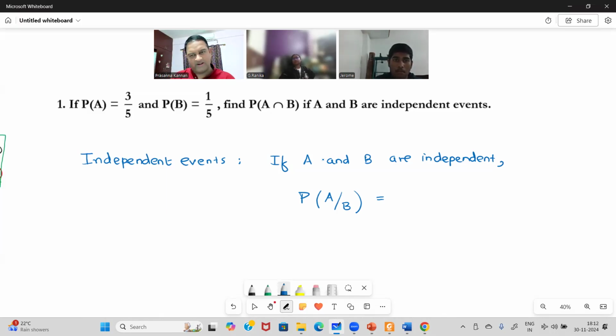Let's say I picked a king card and kept it aside. Now I'm going to pick a queen card, given that a king was picked earlier. Can you tell me what is the probability of drawing a queen card now? Four by 52, sir. I took the king card, kept it aside.